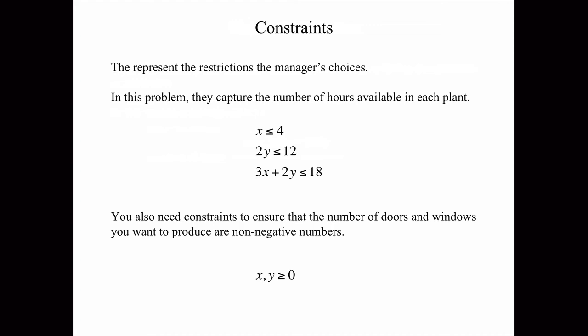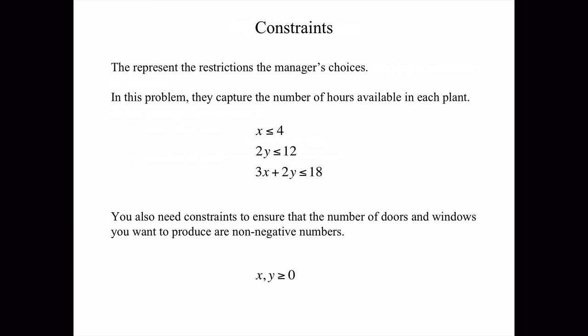Each window takes 2 hours in plant 2, and there are 12 hours available in plant 2, so our second constraint is 2Y is less than or equal to 12. Our third constraint is given by plant number 3. Both doors and windows need to go through plant 3. And each door takes 3 hours and each window takes 2 hours. Therefore, the total number of hours that I'm going to need in plant 3 to produce X number of doors and Y number of windows is going to be 3X plus 2Y. And that has to be less than or equal to 18 because that's the total number of hours available that I have in plant 3.